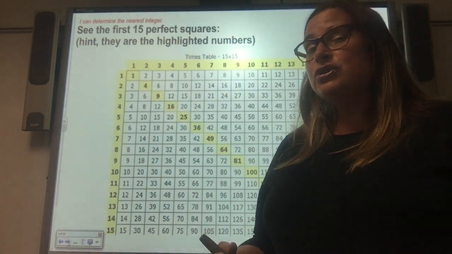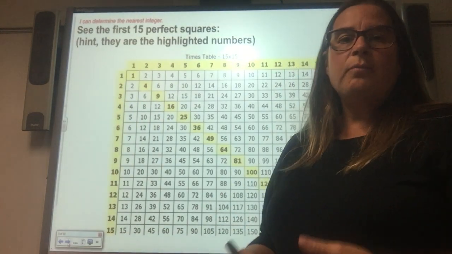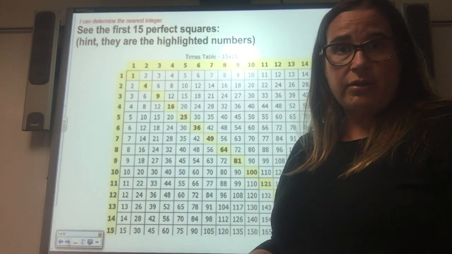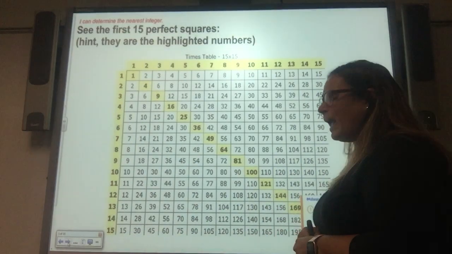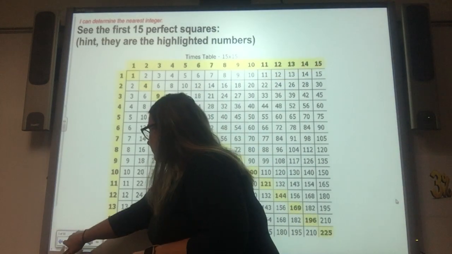But being able to understand them and have a better comfortability level with them will help you be more efficient down the road in math, okay? So, I have some fun games if you want to play. I can tell you about those.